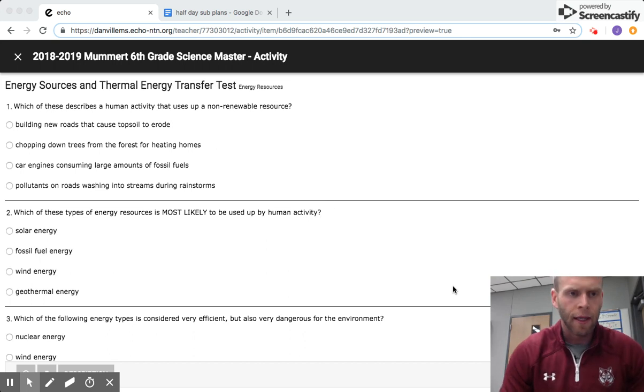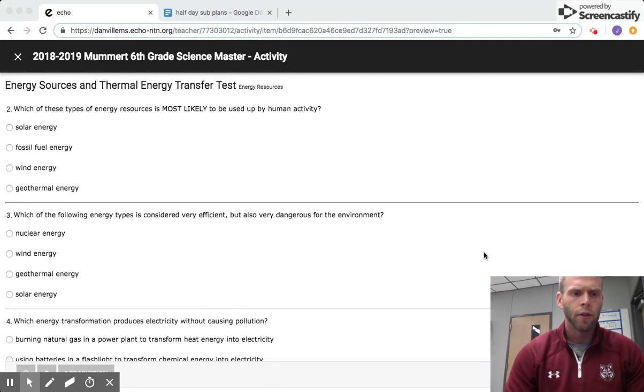All right, today you'll be taking the energy sources and thermal energy transfer test. Number 1, which of these describes a human activity that uses up a non-renewable resource? Building new roads that cause topsoil to erode, chopping down trees from the forest for heating homes, car engines consuming large amounts of fossil fuels, pollutants on roads washing into streams during rainstorms.